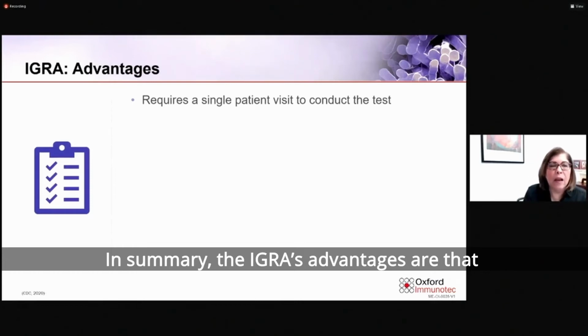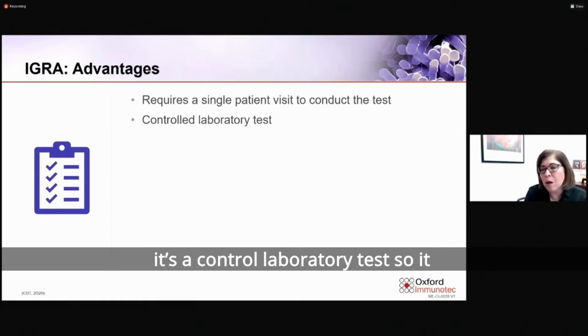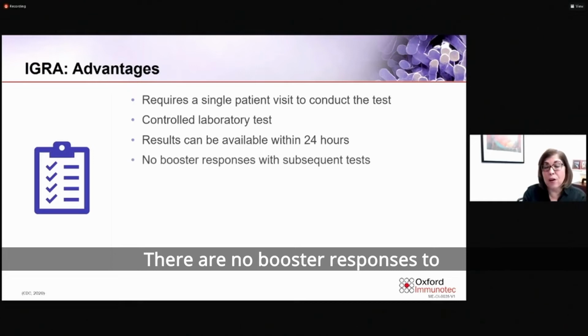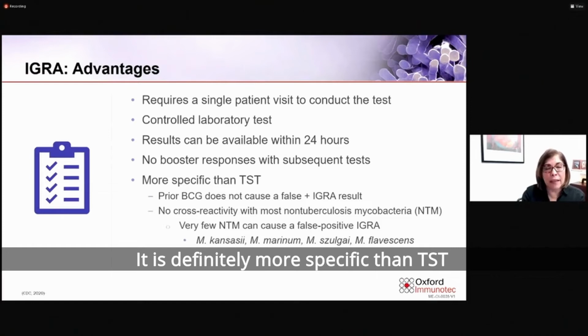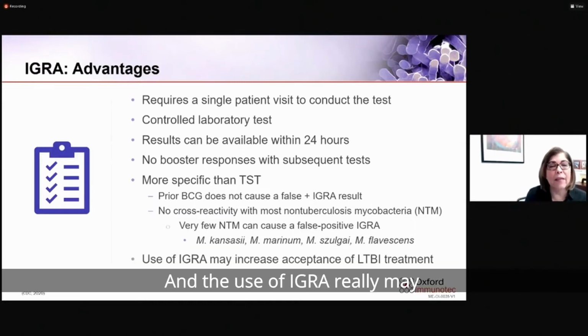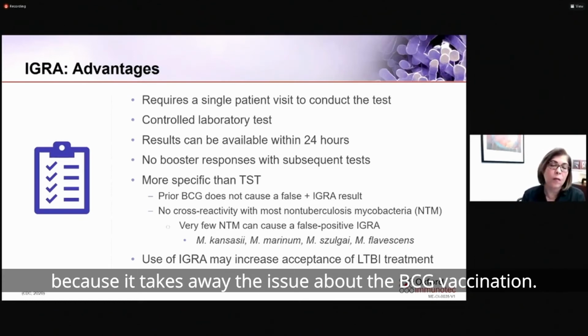In summary, the IGRA advantages are that it requires a single visit to conduct the test. It's a controlled laboratory test, so it takes away the subjective interpretation of the test. The results are usually available within 24 hours. There are no booster responses to subsequent tests. It is definitely more specific than TST because it doesn't cross-react with BCG or non-tuberculous mycobacteria. And the use of IGRA may increase the acceptance of LTBI treatment because it takes away the issue about the BCG vaccination.